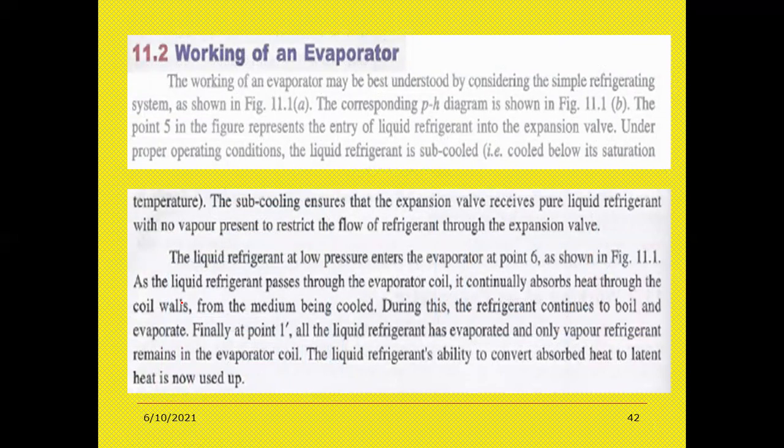The subcooling process ensures that the expansion valve receives pure liquid refrigerant with no vapor present to restrict the flow of refrigerant through the expansion valve. Next, the liquid refrigerant at low pressure enters the evaporator at the point 6, as shown in figure 11.1, and passes through the evaporator coil.